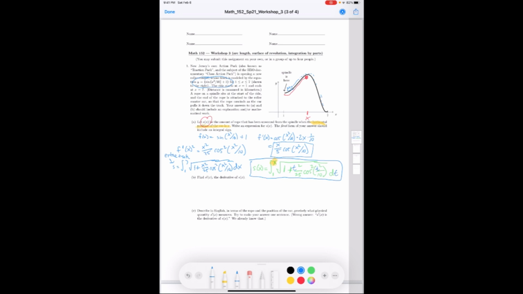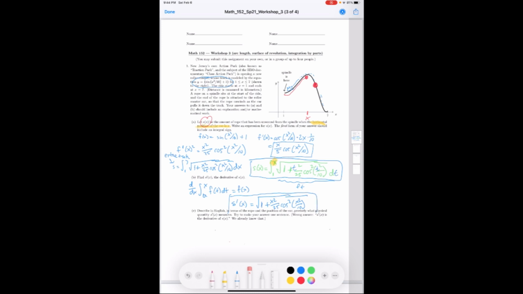And what it says is that the derivative of the function from a to x of f of t dt is equal to f of x. No antiderivative or derivative necessary. You simply take what's inside the integral and replace it. Well, that's exactly the situation we have here. We have s of x defined in exactly this way, where this is just going to be the function f of t. So the answer is that s prime of x is equal to the square root of 1 plus x squared over 25 cosine squared x squared over 10. That's it. That's the answer.